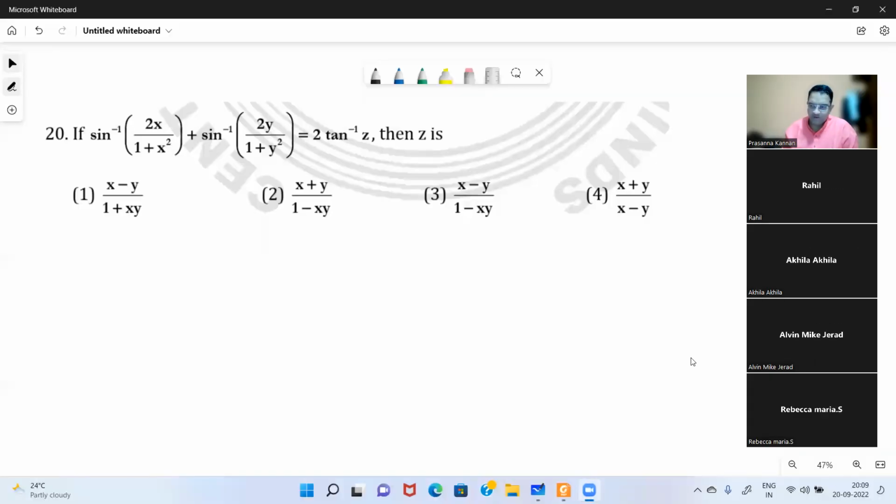Let's go to the next question now. Question number 20. Sin inverse of 2x divided by 1 plus x square plus sin inverse of 2y divided by 1 plus y square is equal to 2 tan inverse z. Then what is z going to be equal to? Now, can you tell me what this is equal to? So we can use the sin A plus sin B form. If you remember, we have done this even in the basics class.